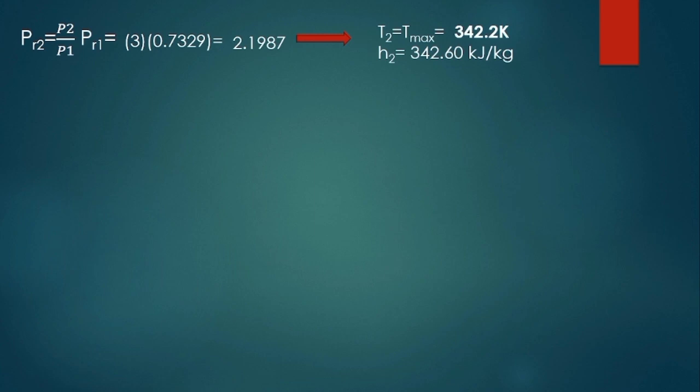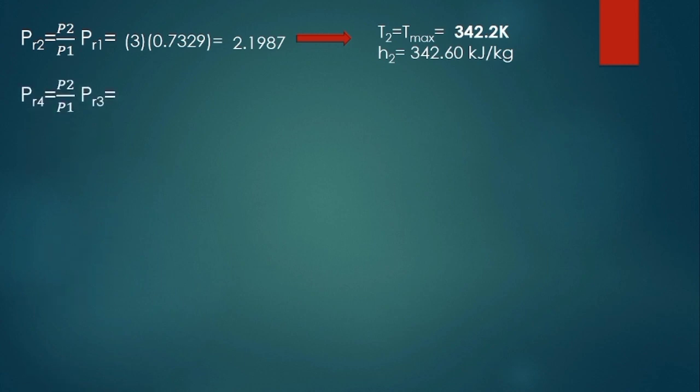For the equation that we're going to use to get the maximum temperature, we have P sub R2 is equal to pressure 2 over pressure 1 times P sub R1. So we have 3 times 0.7329. Our P sub R2 is 2.1987. Then after that, we're going to find the maximum temperature and enthalpy h2. So temperature 2, which is equal to T max, is 342.2 Kelvin. Then our h2 is equal to 342.60 kilojoule per kilogram.